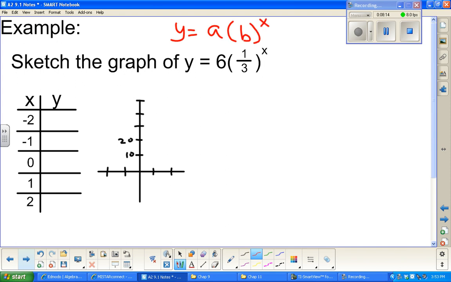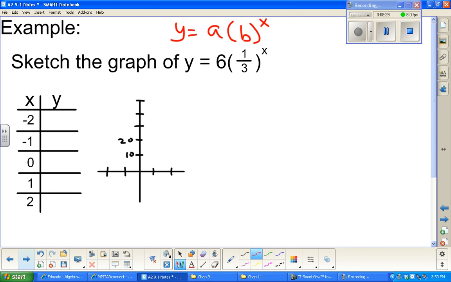Okay, and we got to remember a couple things. With the order of operations, we got to do the exponent first. I need to do 1/3 to the power before I multiply by 6. I cannot multiply the 6 times 1/3 first. It just doesn't follow the order of operations.